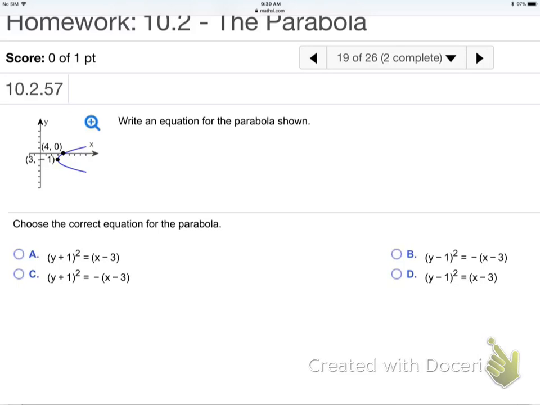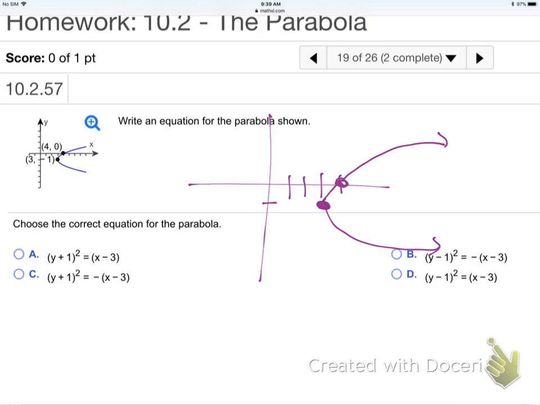The stuff in this section now, I think this will be easy. Can you see that picture? So basically they have a parabola there. It's over 3 down. So its center is right here, and it's going through the point 4, 0. The center is 3 down 1. So which equation, A, B, C, or D, is the correct one for that parabola?